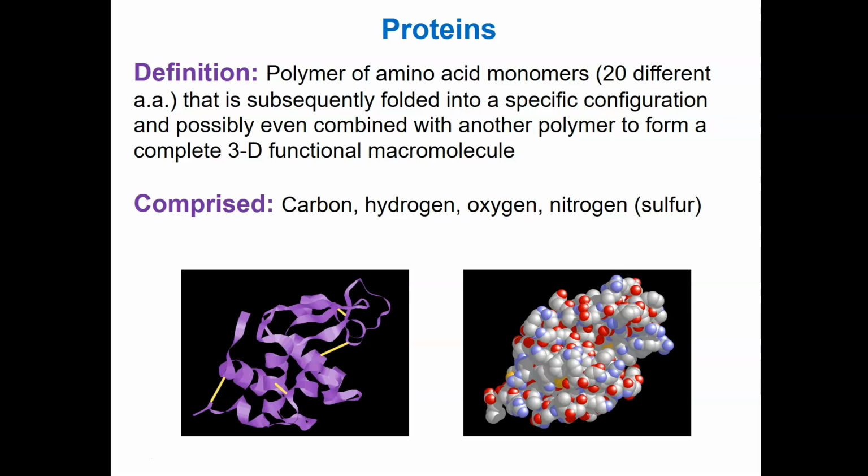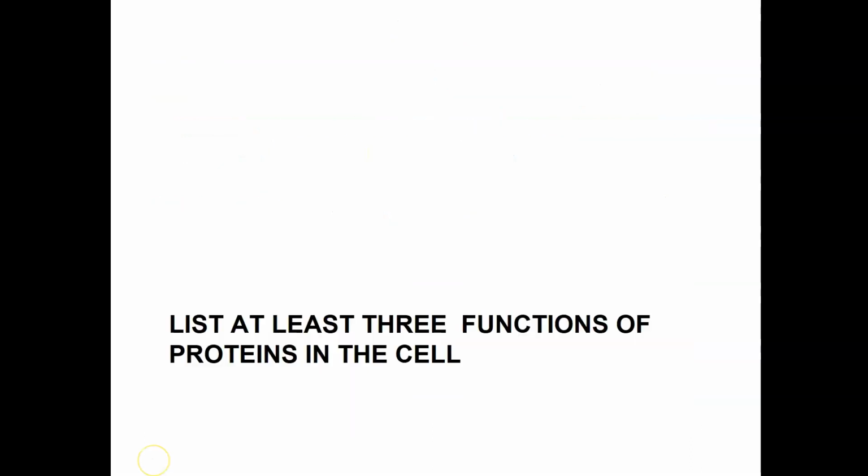When we talk about the basic atoms that comprise a protein, it includes carbon, hydrogen, oxygen, nitrogen, and then for some of our amino acids, sulfur is going to be important as well. Before we move on to me actually explaining several functions of proteins, I want you to get out a piece of paper and try to list at least 3 functions of proteins in the cell. Go ahead and pause the video and take a moment to do that.